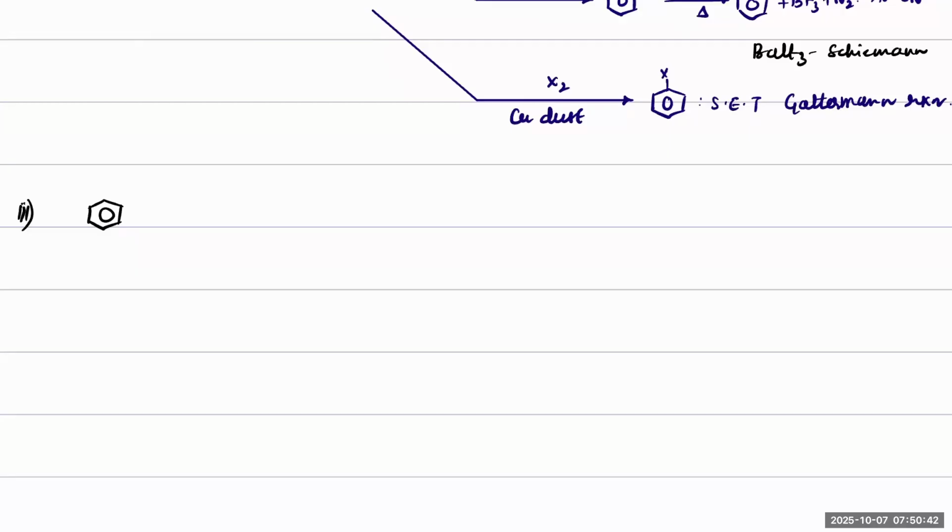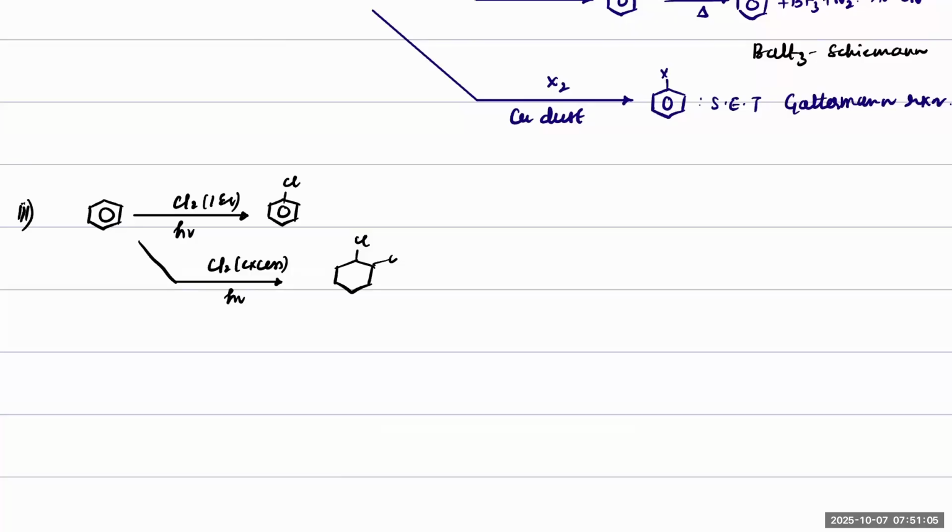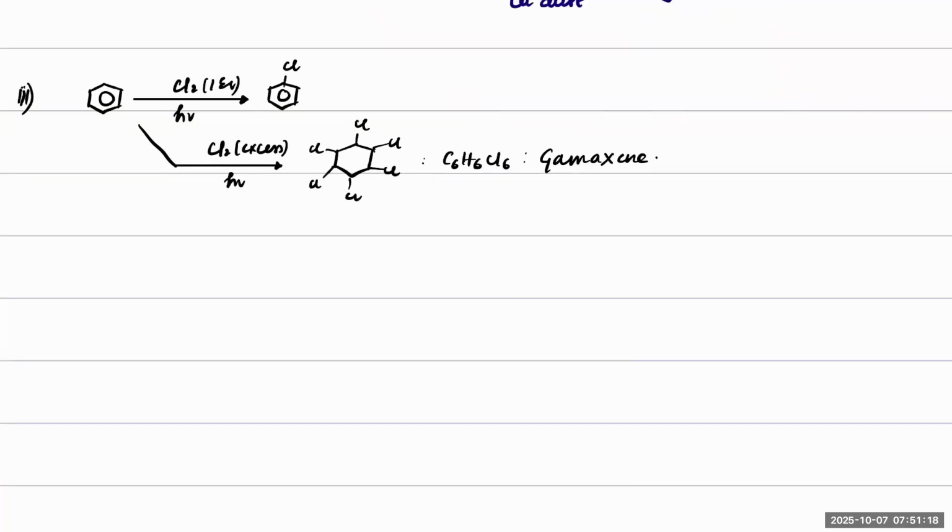No. Benzene directly, if at all we react with Cl2 in the presence of hν, you can get chlorobenzene, but it should be one equivalent. But if you are taking excess Cl2 and then hν, then addition will be favored. Now this time addition will be favored, so you will get all chlorines on this place. So you'll get C6H6Cl6. This is called gammexane. So just remember in what case what will happen.